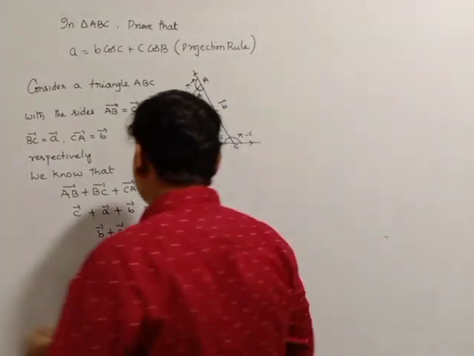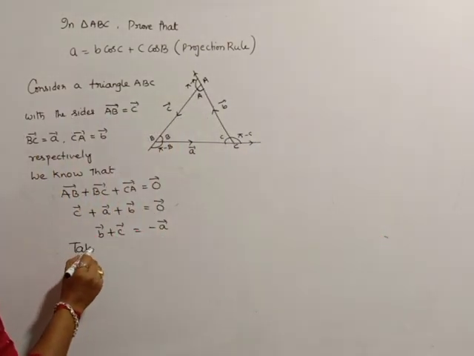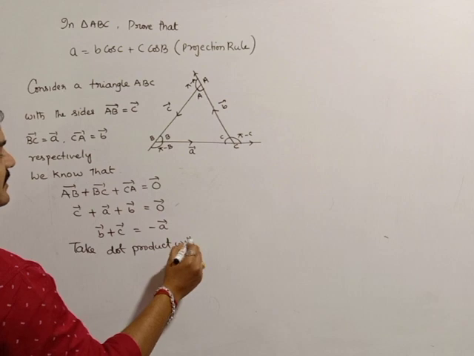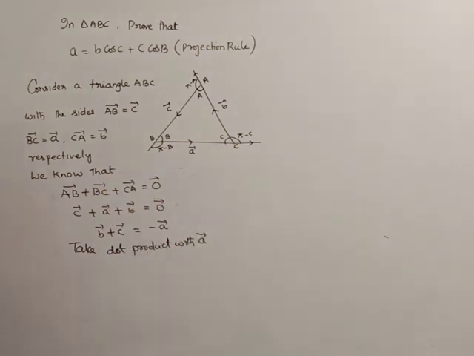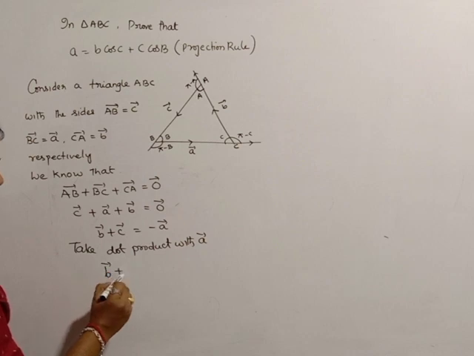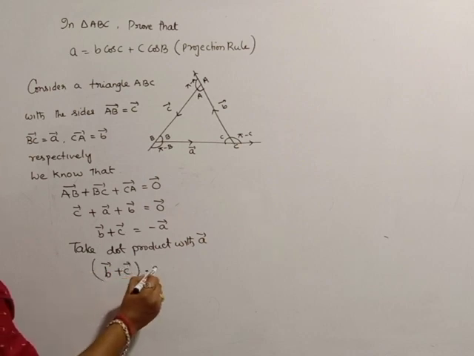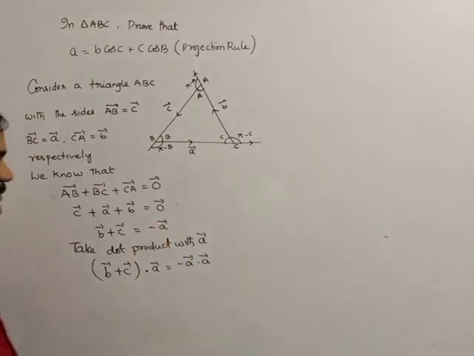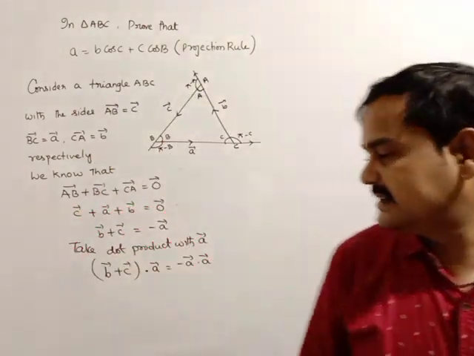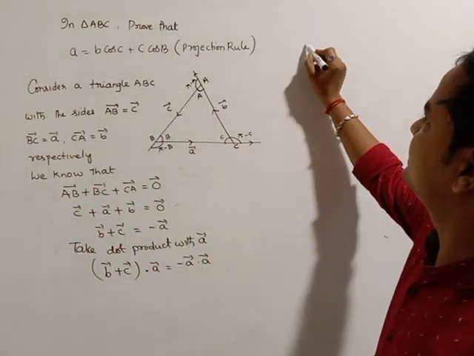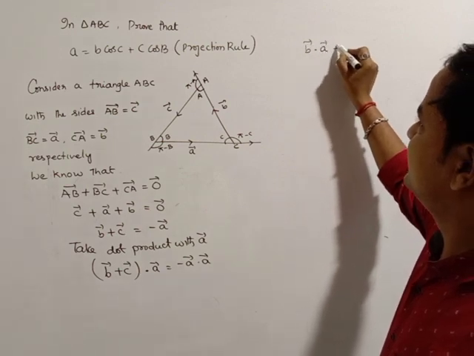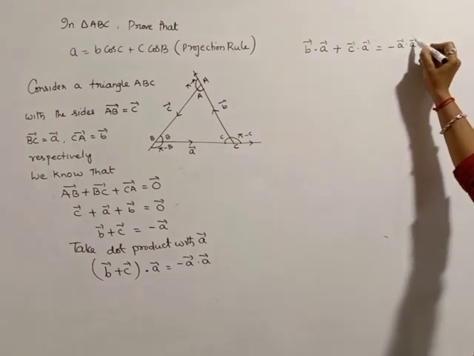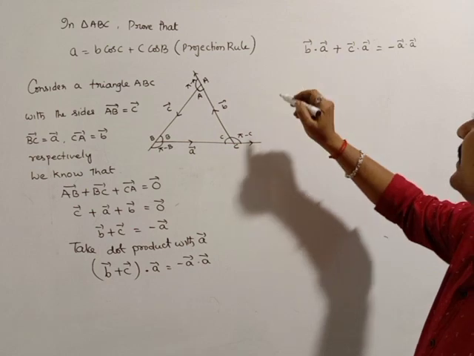Now what you need to take? Take the dot product with a bar. Dot product with a bar means (b bar plus c bar) dot a bar is equal to minus a bar dot a bar. You apply this, what happened? It is b bar dot a bar plus c bar dot a bar is equal to minus a bar dot a bar.